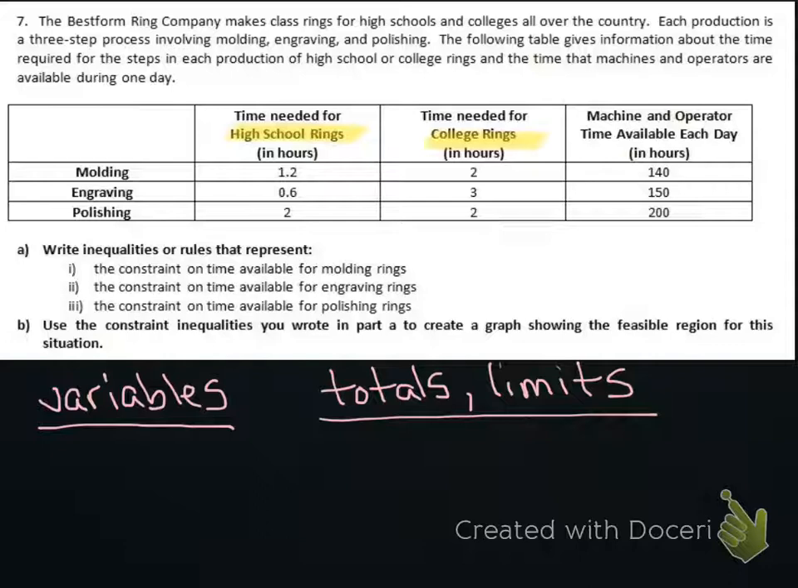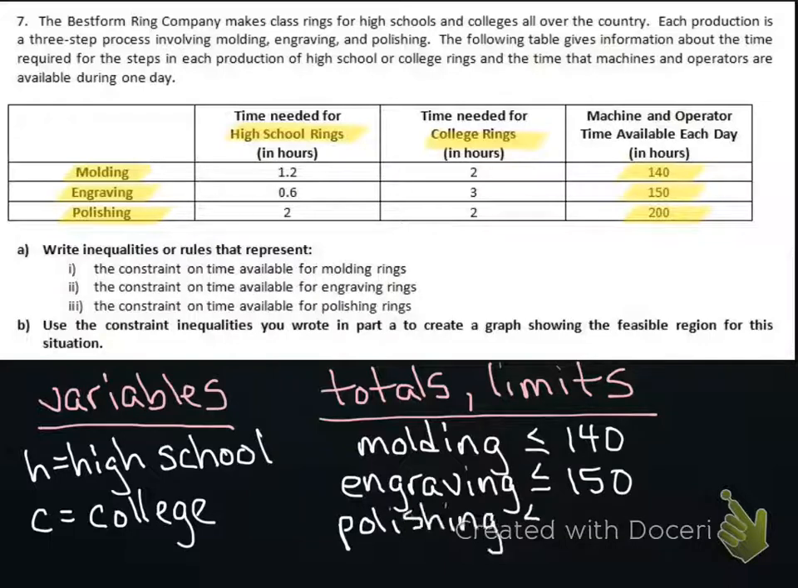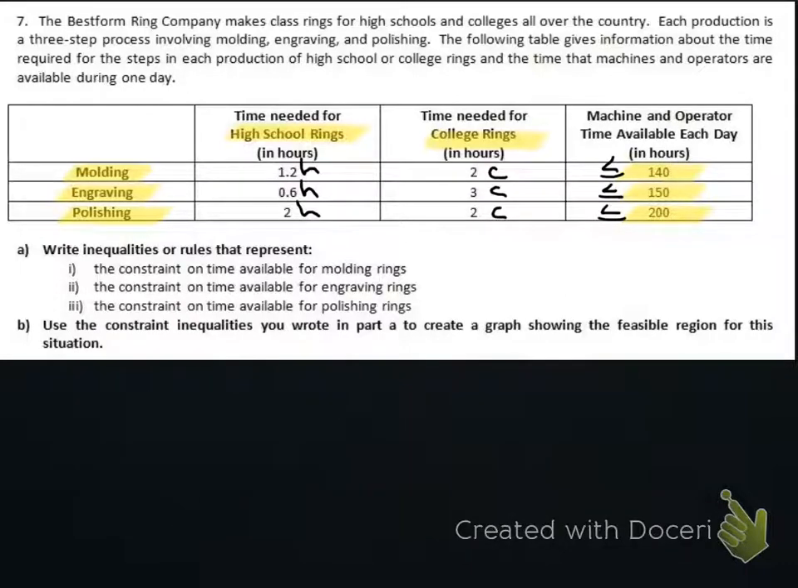And so similar to the last problem, we need to identify variables, and then we need to identify totals, or in this case our limits. And so we've got 2 variables in this situation, and that's high school rings and college rings. And then we've got 3 limitations that we're working with. 1 for molding, 1 for engraving, and 1 for polishing. And so we're going to end up writing 3 inequalities that go with each of those limitations, and all of our inequalities will have the 2 variables, a variable for high school, a variable for college. We can kind of fill the information in the table since it's already organized in the way that we need to organize our inequalities anyways.